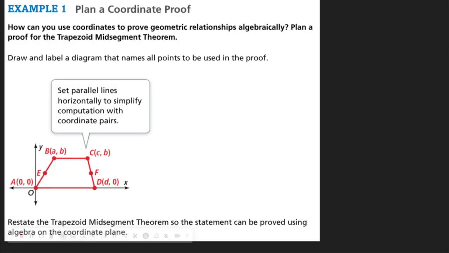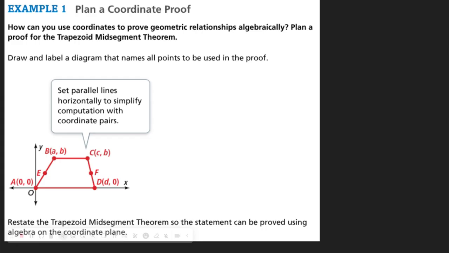All right. I can't make this video too long, so this is the last slide. This is a coordinate proof. What do you notice about the coordinates? There are no numbers except for 0. Why do we use 0, 0? Because it makes it easier. You don't have to use 0, 0, but it makes it so much easier. So what are we trying to do here? We're trying to restate the trapezoid midsegment theorem, and then we're trying to prove it.